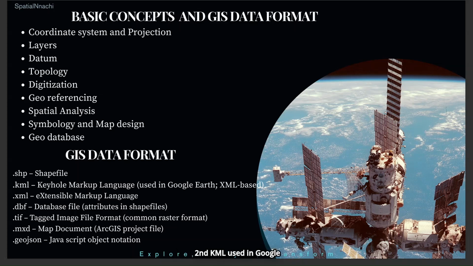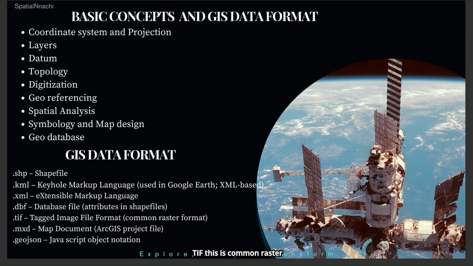Second, KML. Used in Google Earth, it's great for sharing locations, routes, and polygons. XML. This is a flexible text format that stores metadata and configurations. It helps describe how GIS data should be structured. DBF. This file holds the attribute data for shapefiles, essentially the table behind the map. It links each feature with its descriptive information.